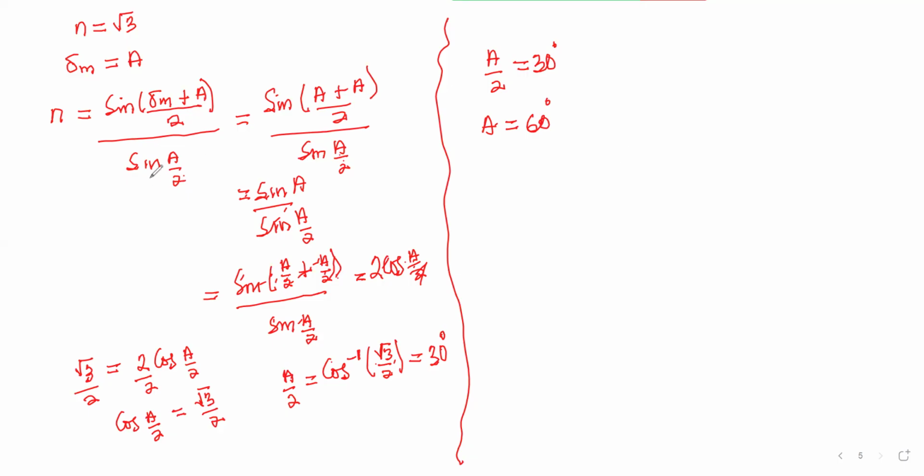Okay. So the whole trick in the question is this part. Understanding that the angle of minimum deviation is equal to the refraction angle of the prism, this part.